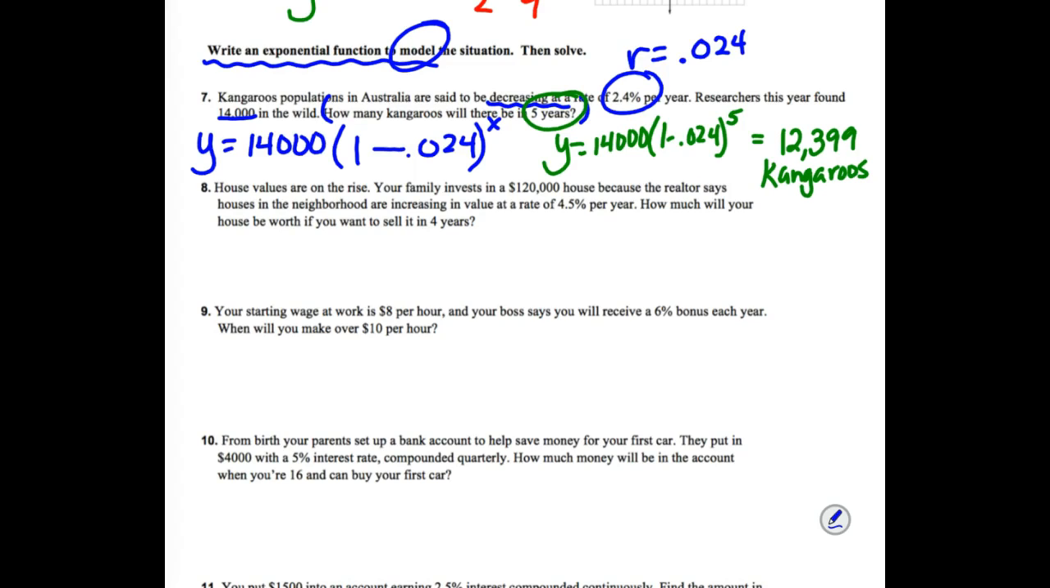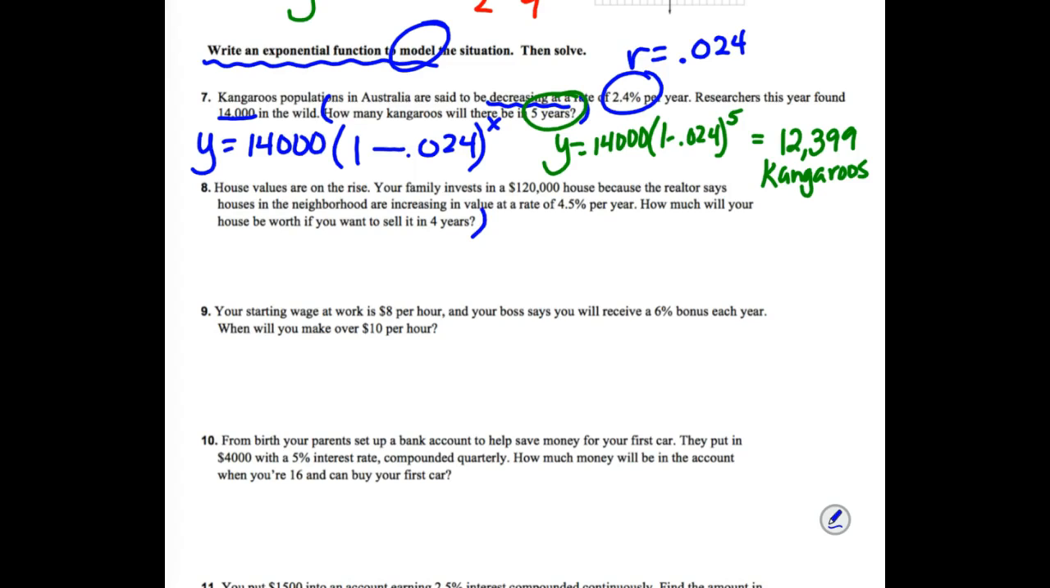All right, our next one. It says house values are on the rise. Your family invests in a $120,000 house because the realtor says houses in the neighborhood are increasing in value at a rate of 4.5% per year. How much will your house be worth if you want to sell it in 4 years?